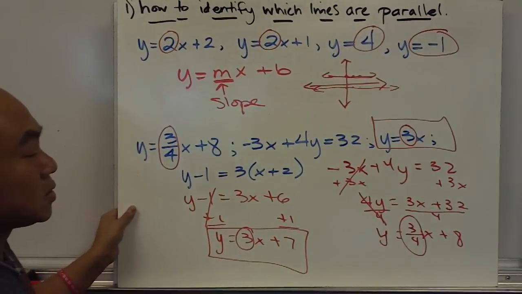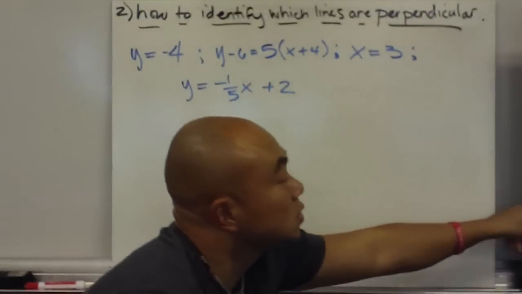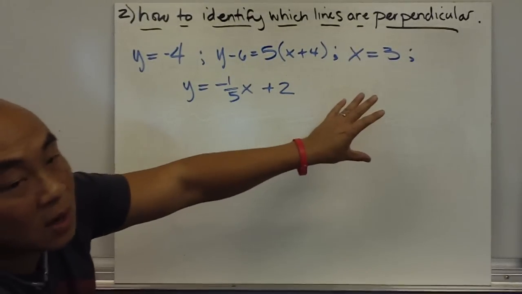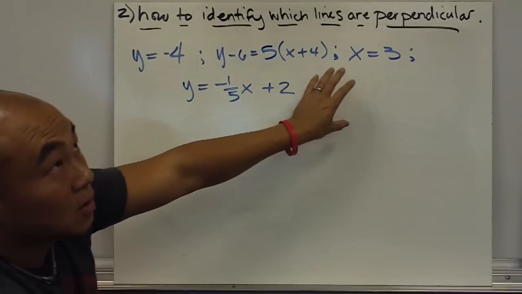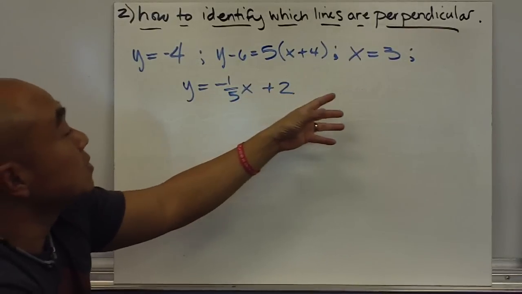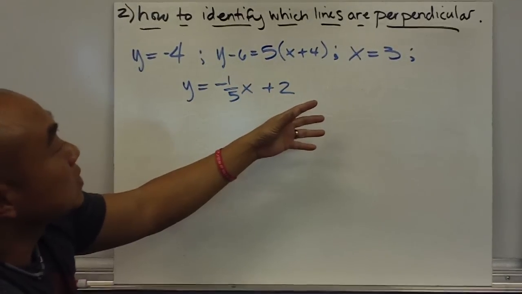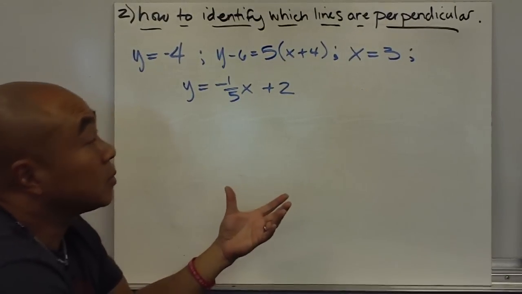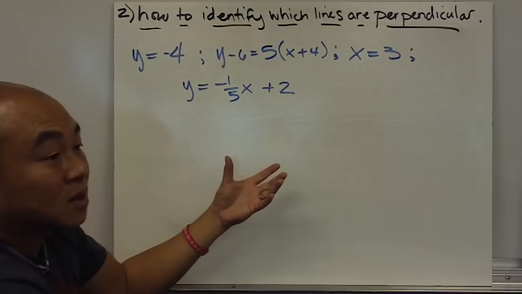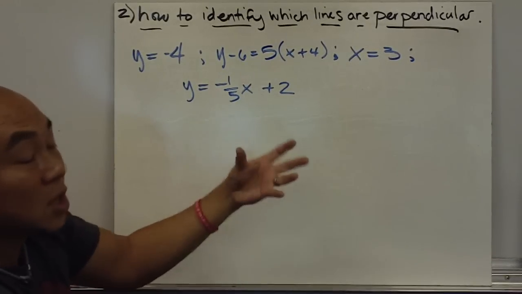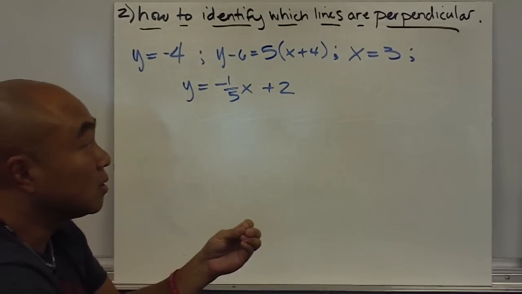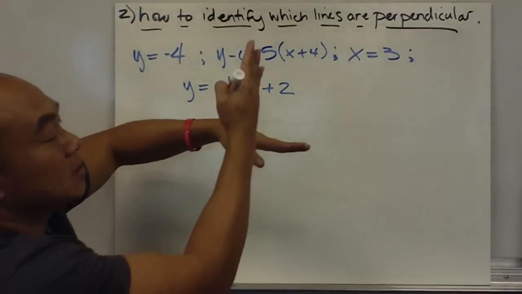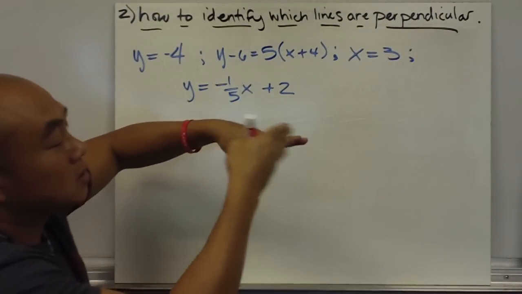Alright, so now let's go on to perpendicular. So here we have this particular set of equations, and we're going to figure out which one of them are perpendicular. Now again, going back to the vocabulary words, perpendicular means it's the opposite reciprocal. So if we look at the slope and it's the opposite reciprocal, then that means they are going to be perpendicular. And again, perpendicular means it's going to come at each other with a 90-degree angle.